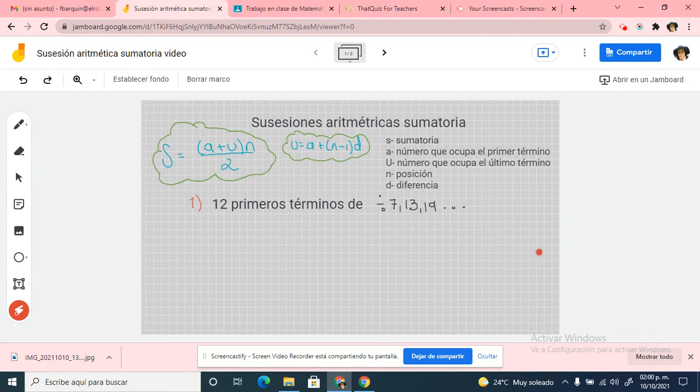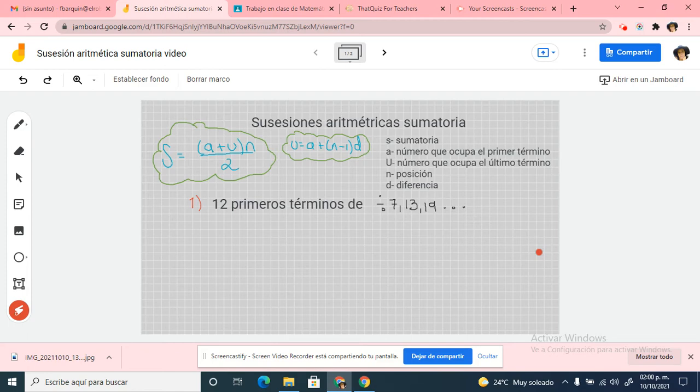But before we use this formula, we're going to use the one we used last class, which was to find that precise term. If we want to find the addition of the first 12 terms, we need to find first the number that occupies that 12th term. So we are going to use the same formula we did last class.